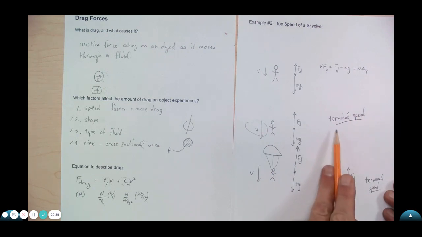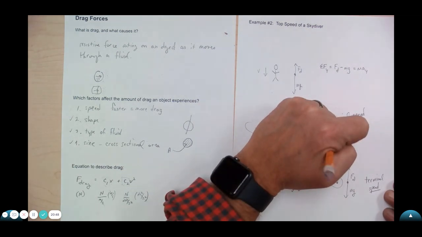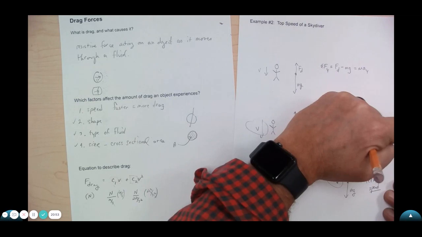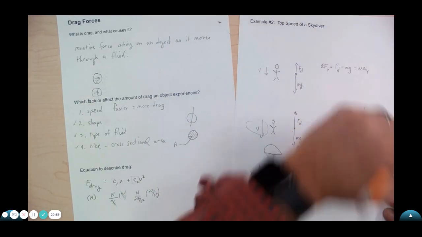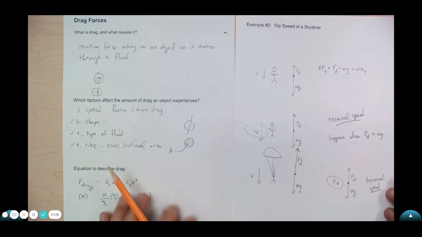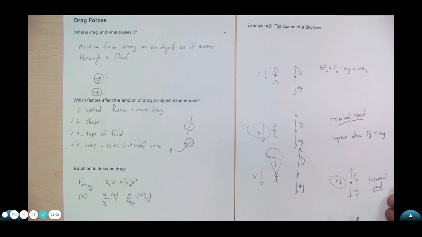So terminal speed, you guys, you got to be kind of familiar with that term, terminal speed. It's simply that terminal speed happens when the drag force acting on you is equal in size to the weight. And that means that you're not going to speed up or slow down anymore. And that's going to happen at a different speed depending on the size and shape of the thing falling through the air. Think about like a piece of paper.